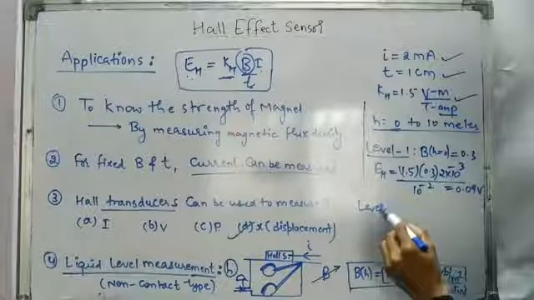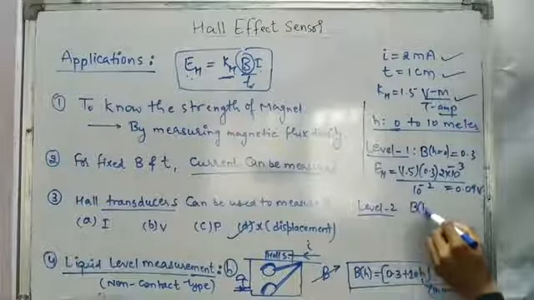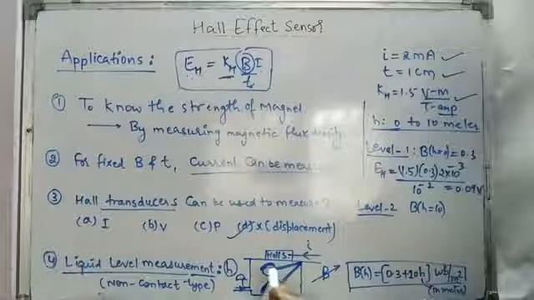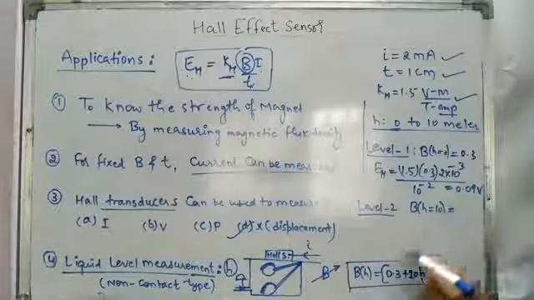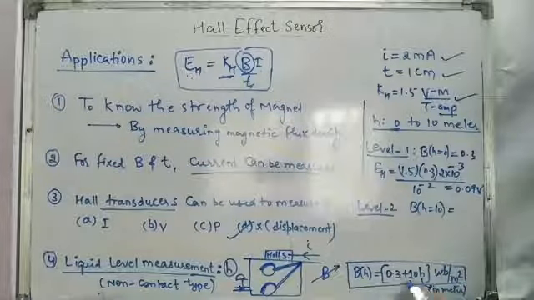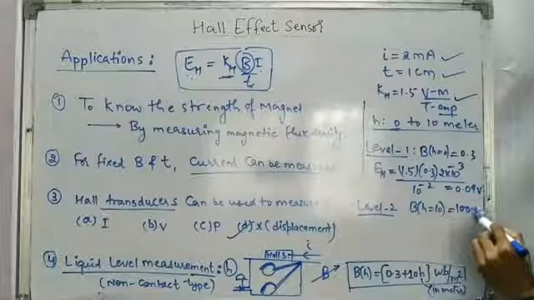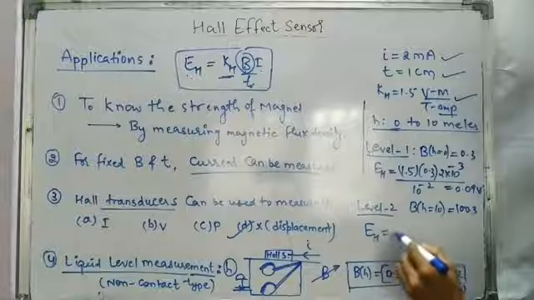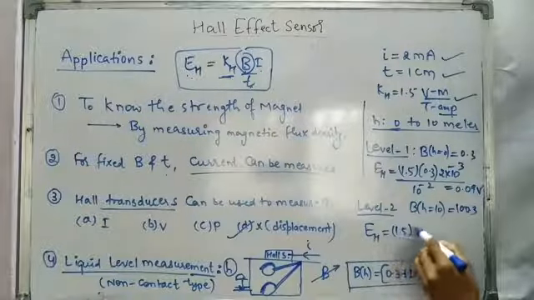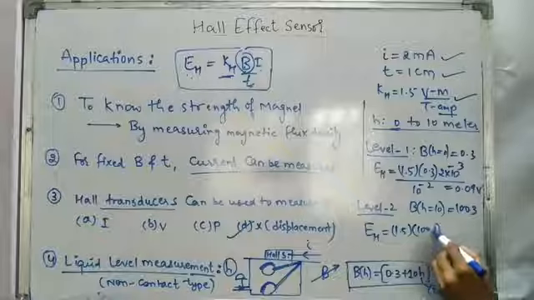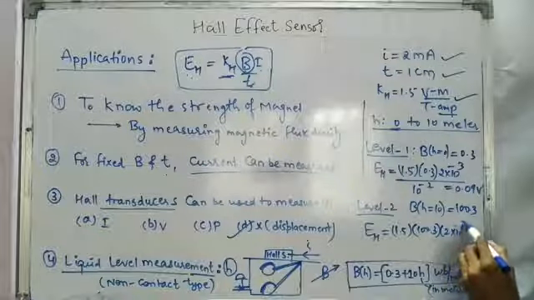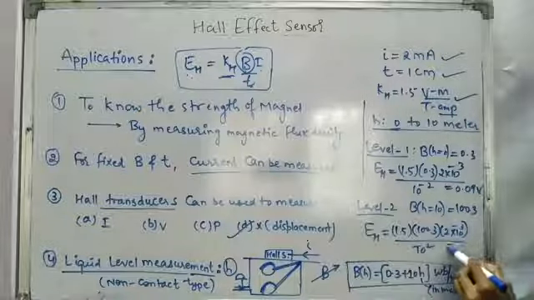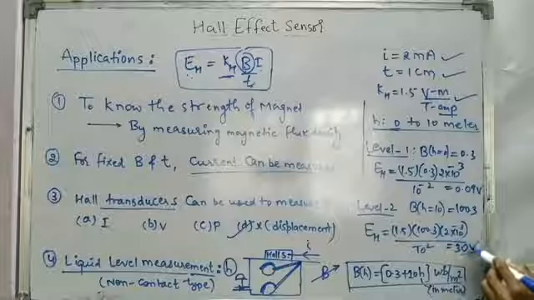And if we are talking about level 2, I am assuming the height as 10. I am taking only two conditions, either completely empty or completely full. So at H = 10, we have magnetic field strength as 100 plus 0.3, so 100.3, right? Again, making use of our formula, E_H = K_H, which is 1.5, times B, which is 100.3, times the current, 2 into 10 to the power minus 3, divided by the thickness, 10 to the power minus 2, because it is 1 centimeter. If we calculate this, we are going to get 30 volts.